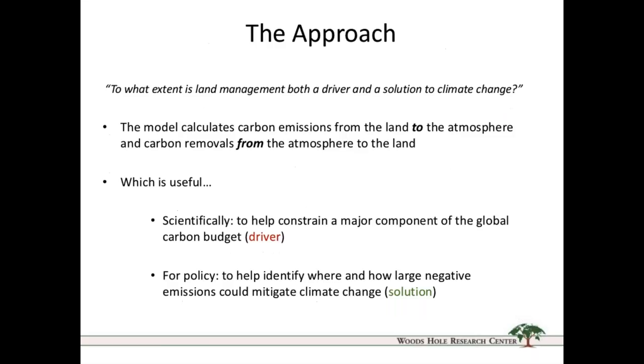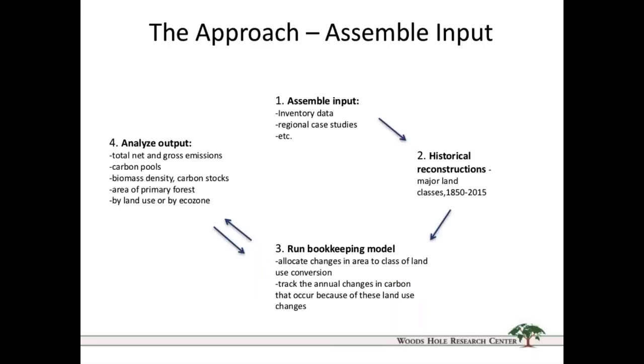All right. So the approach, to what extent can we use land both to drive and perhaps to help solve climate change? The model results are interesting scientifically because it helps understand the global carbon budget, but it's also very important from the policy perspective. It identifies what and where negative emissions could be. All right, the general approach that I'll go through is, first of all, talk about the kind of data that are needed to make the model run.